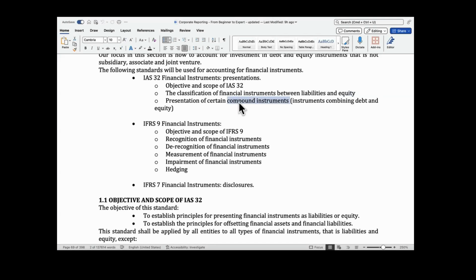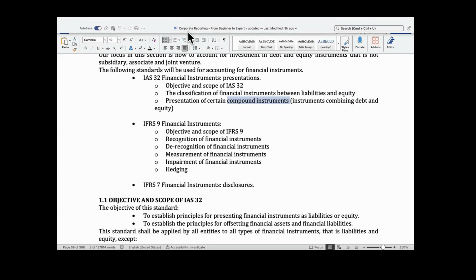And I've taught you a compound instrument before in this class. Can any one of you remind me, in which standard did we mention compound instrument? Oh, I've forgotten. I'm teaching CR. Nobody will talk in this class.